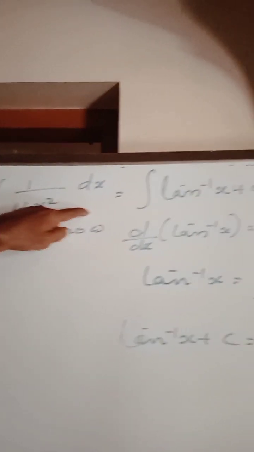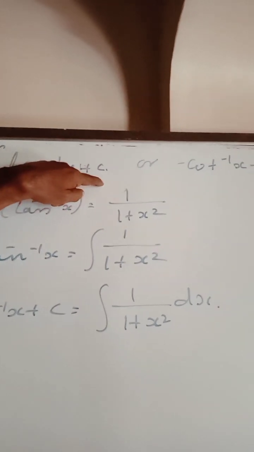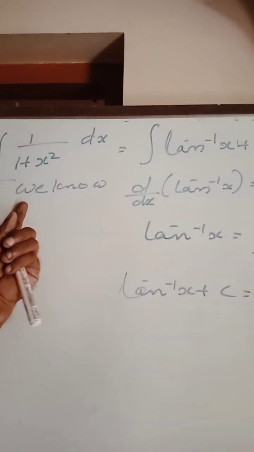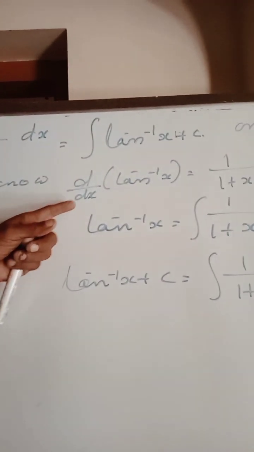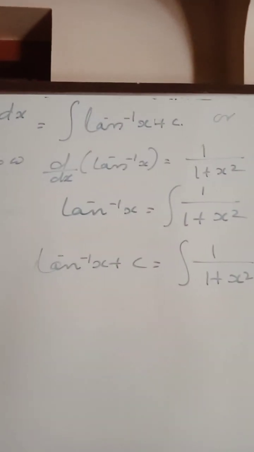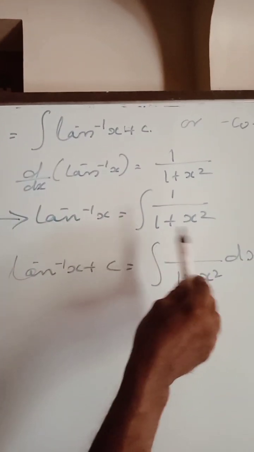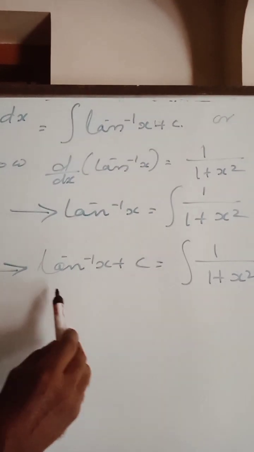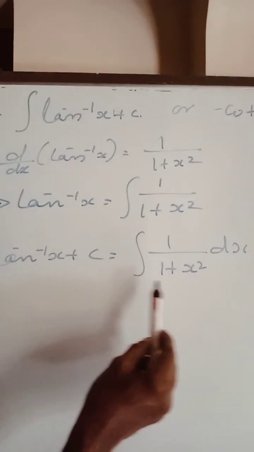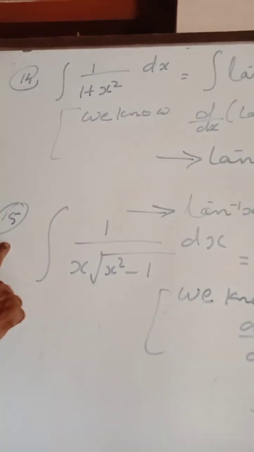14th one, integration of 1 by 1 plus x square dx is equal to tan inverse x plus c or minus cot inverse x plus c. For remembering, we know that d by dx of tan inverse x is equal to 1 by 1 plus x square, implies that tan inverse x is equal to integration of 1 by 1 plus x square, implies that tan inverse x plus c is equal to integration of 1 by 1 plus x square dx.